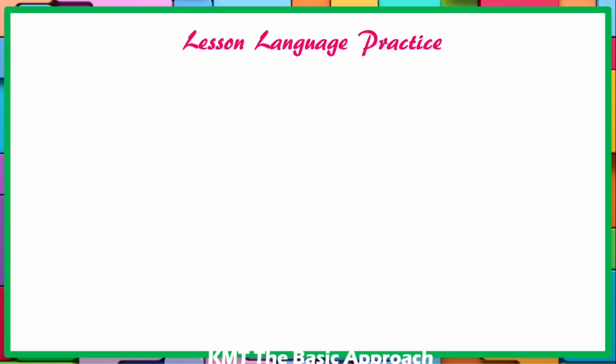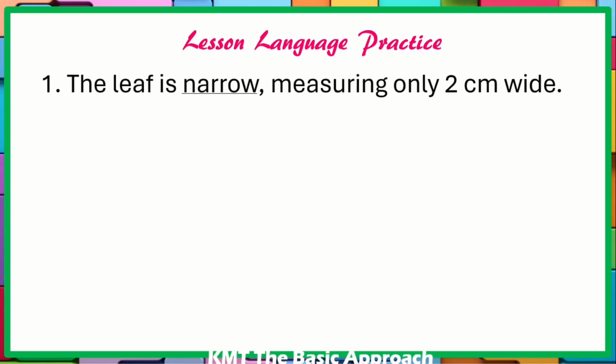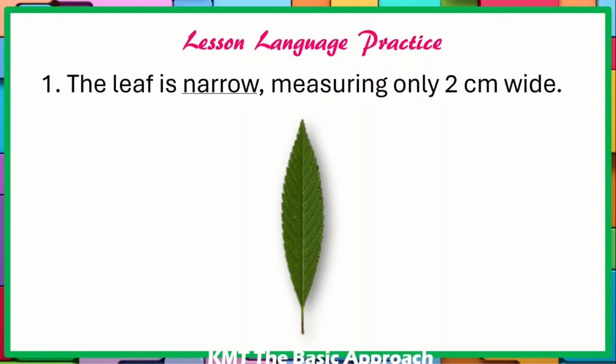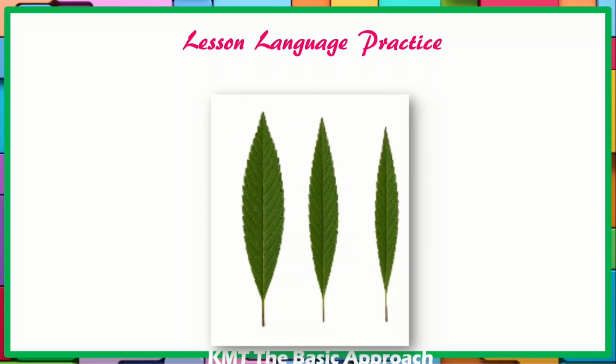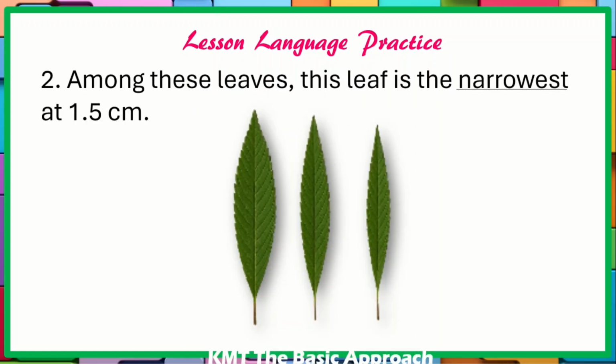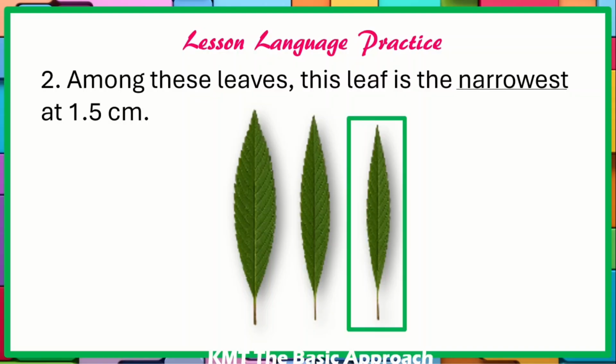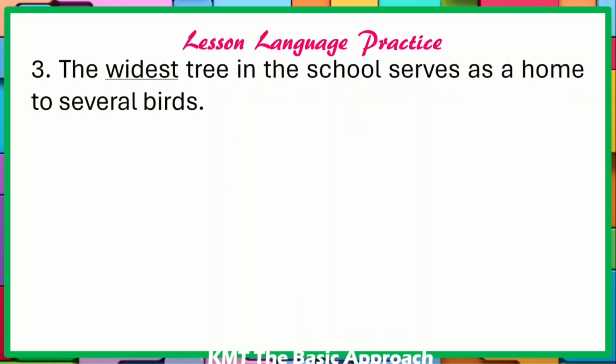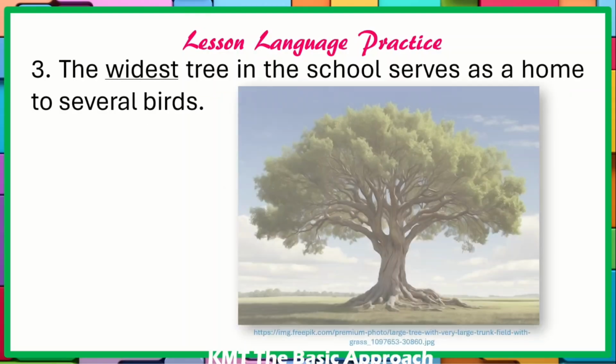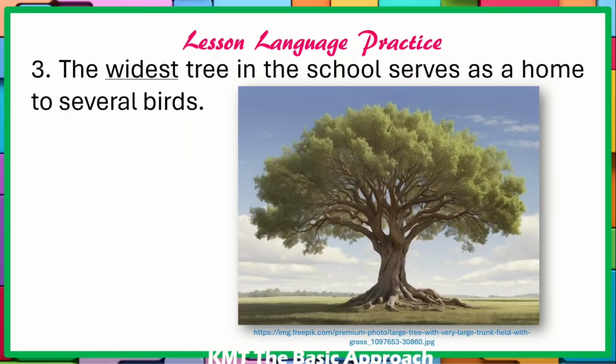Lesson language practice. Number 1, the leaf is narrow, measuring only 2 centimeters wide. Number 2, among these leaves, this leaf is the narrowest at 1.5 centimeters. Number 3, the widest tree in the school serves as a home to several birds.